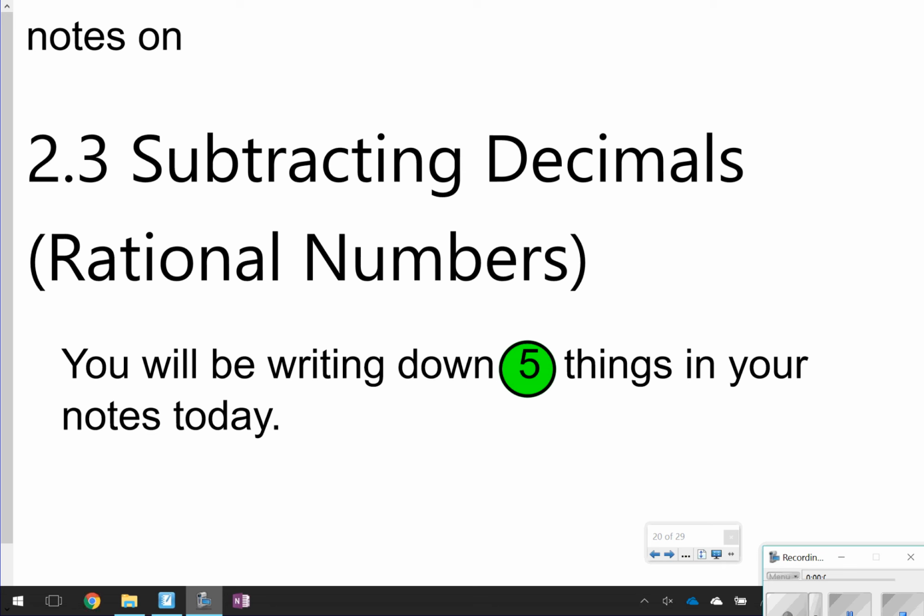Welcome back. This is going to be a lesson on 2.3, subtracting decimals, and we will be seeing some positive and negative numbers here, so just keep that in mind. Kind of going off of what we did the day before, lesson 2.3, but subtracting fractions. And in today's notes, you're just going to be writing down 5 things, so let's go ahead and get started.